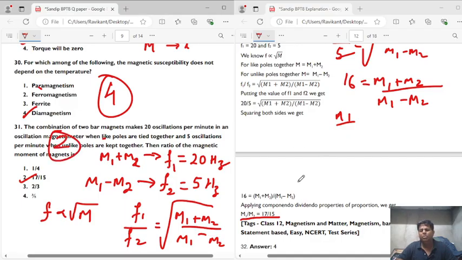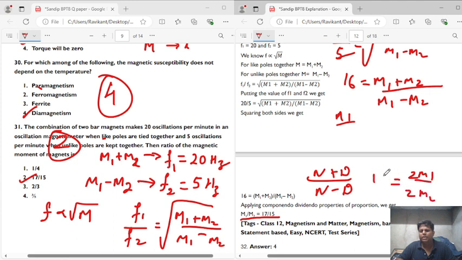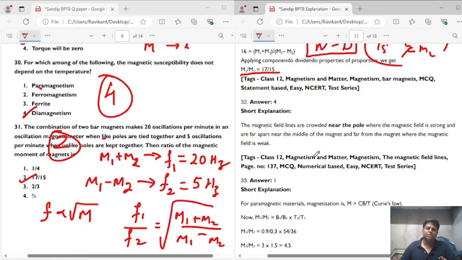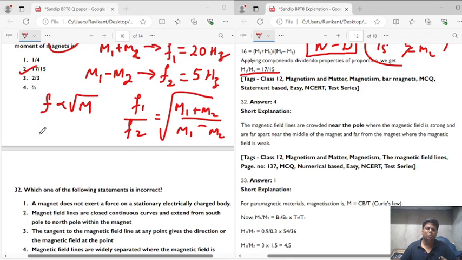Componendo dividendo means numerator plus denominator upon numerator minus denominator. So on the right hand side you will get 2M1 upon 2M2, and on the left hand side you will get 17 upon 15, and the 2 and 2 cancel, so we get M1 upon M2 as 17 upon 15. Componendo and dividendo is numerator plus denominator upon numerator minus denominator, on both sides of the equation. Then question number 31 is done. Option 2 is the correct answer.